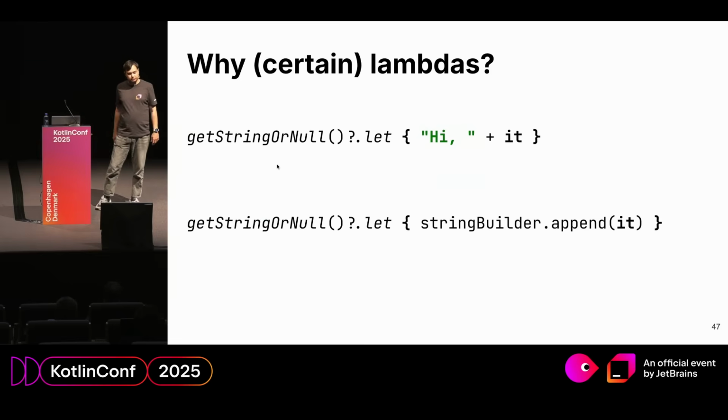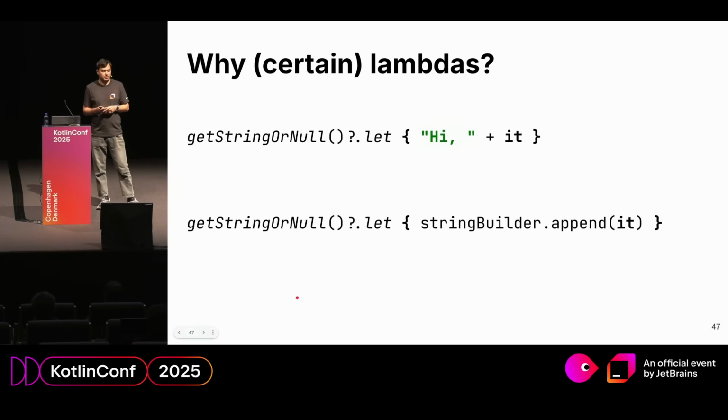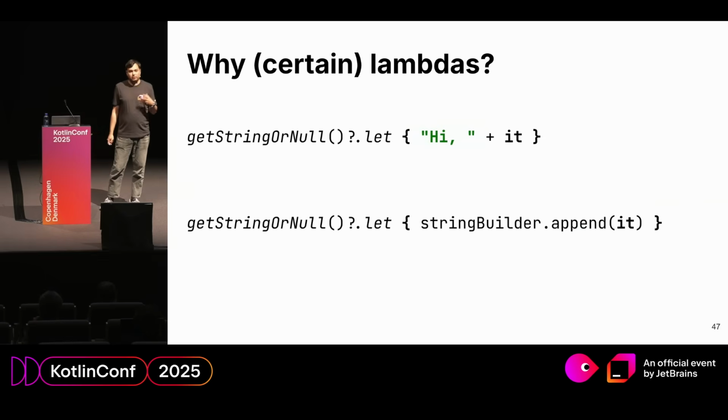Okay, great. But what if we have another expression in the let lambda? What if we have some kind of ignorable function, like StringBuilder append? Again, the whole type of this outer expression is not Unit. It is a nullable StringBuilder. And according to our rules, we should warn the user about that. But StringBuilder append is not a useful value. It is ignorable and marked so.